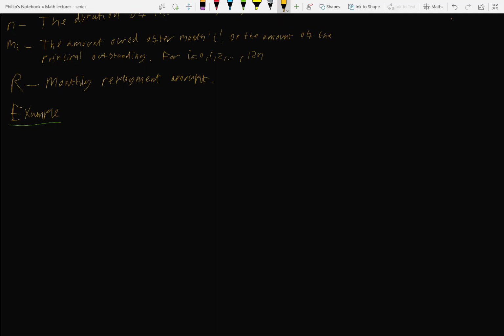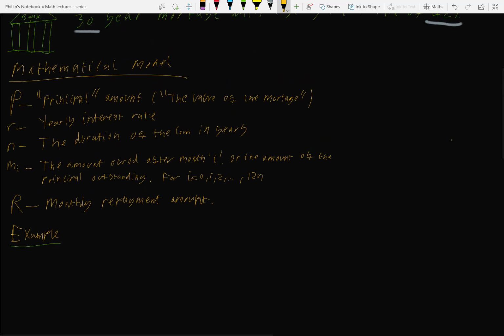So each month, I'm going to say M0 is going to be equal to the principal amount, because before the mortgage even begins, the amount owed is the amount we took out, so £200,000 is owed initially. M underscore 12n has to equal 0, because after the last month, we owe nothing. We've paid it back. That's why it's a set period of time.